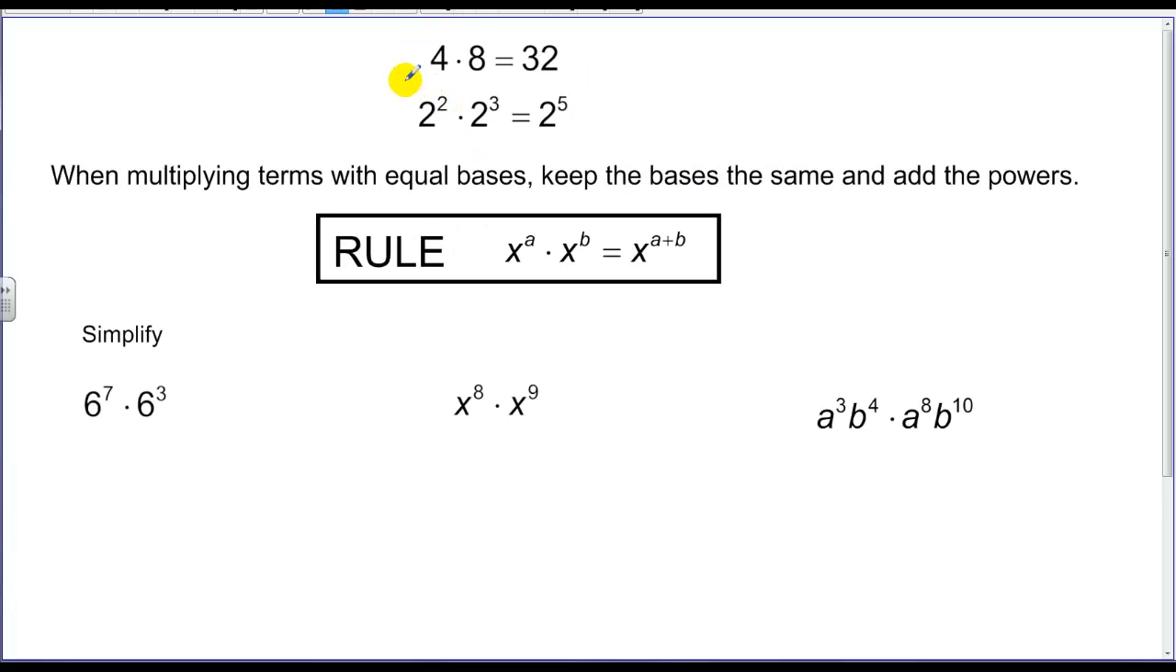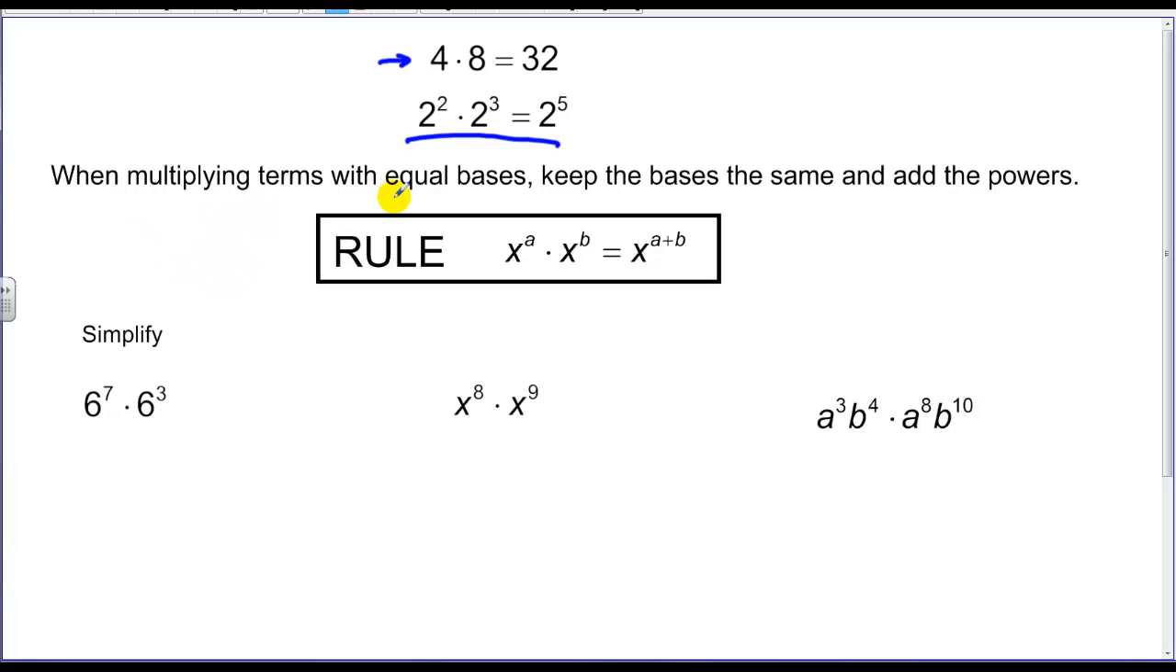Now here's an example of a true statement that we know about. We have 4 times 8 equals 32, no big deal. I'm going to convert all these to powers. So we have 4 is equal to 2 squared, 8 is equal to 2 to the third, and 32 is equal to 2 to the fifth. And I want to look at the relationship between these two terms multiplied together and their actual product. And we notice that if we take and keep the base the same and add the two powers, we end up with our 32. So in general, we create a rule from that.